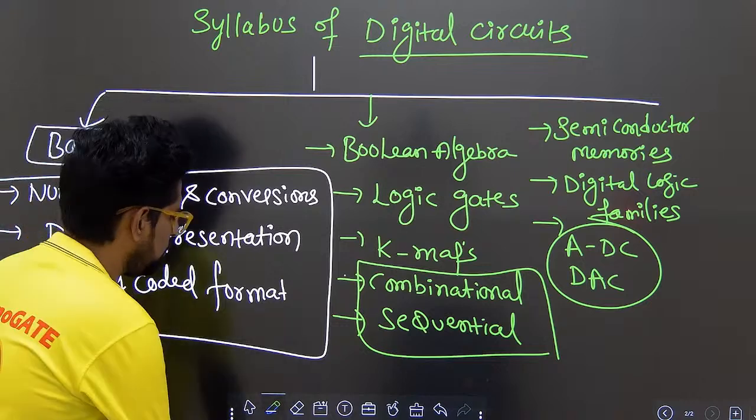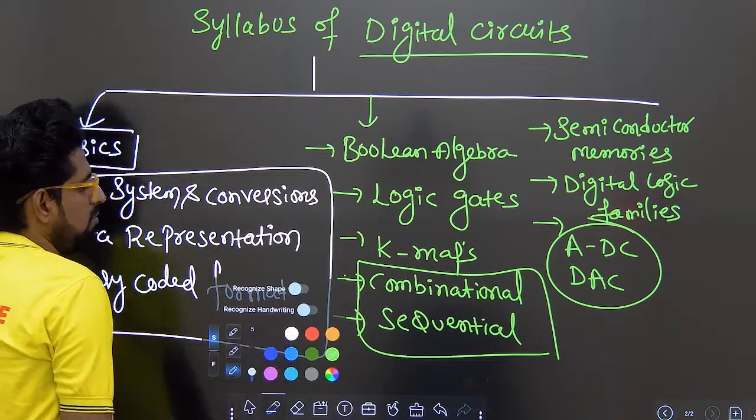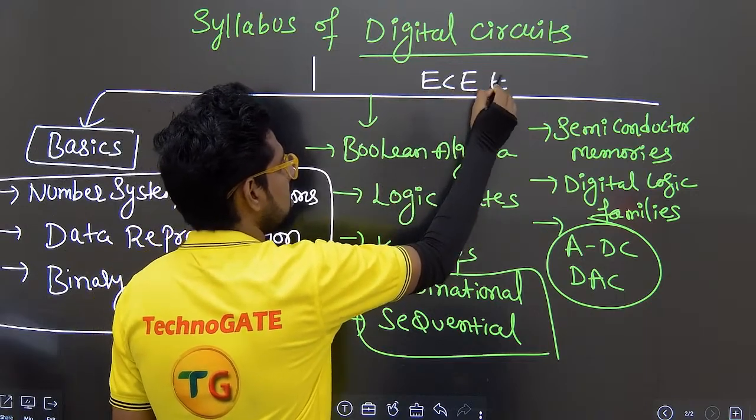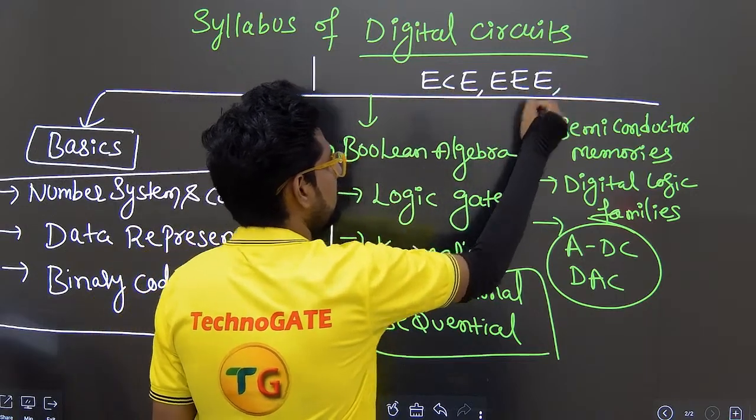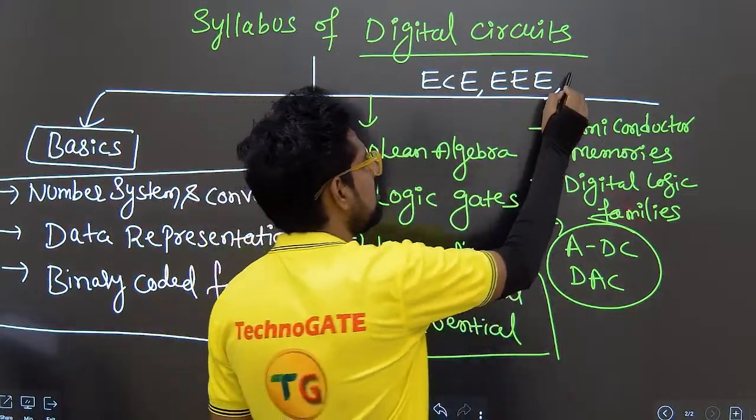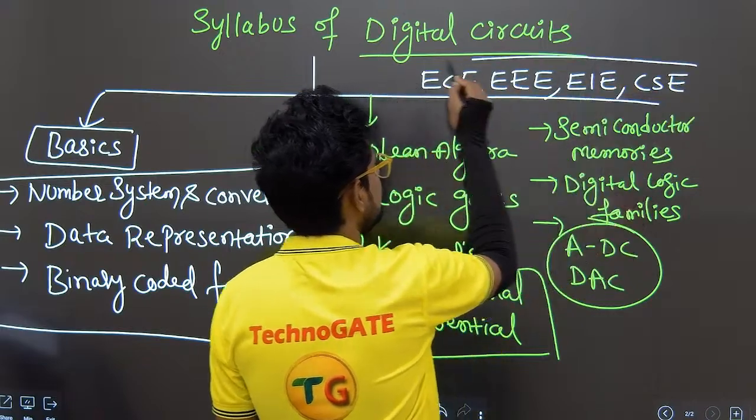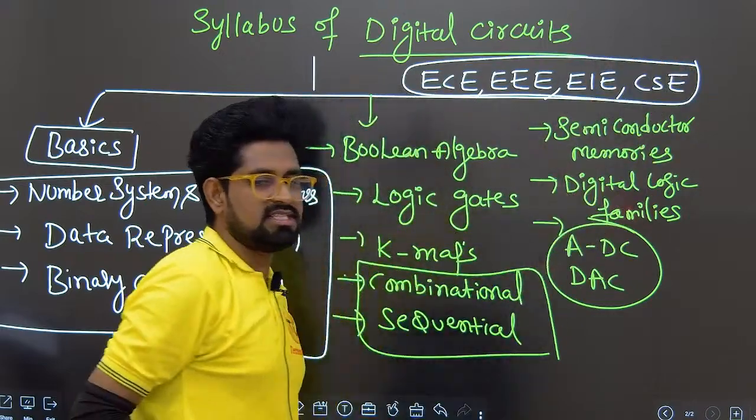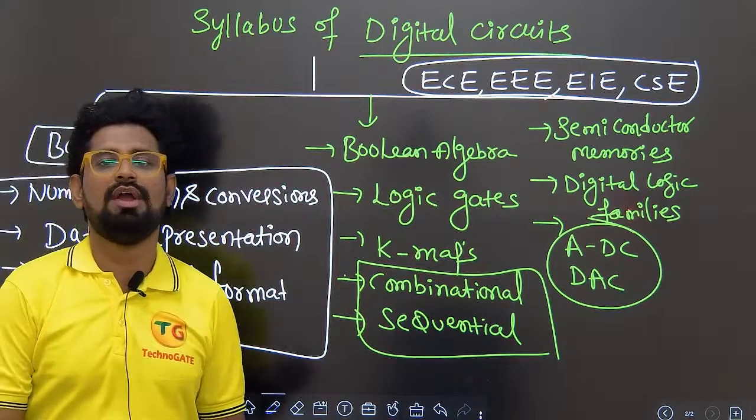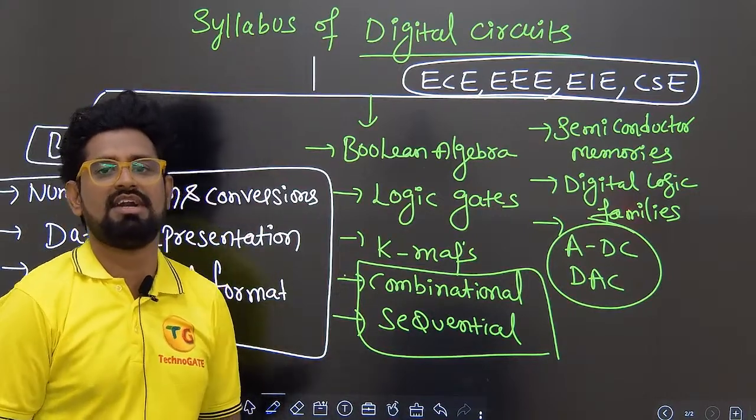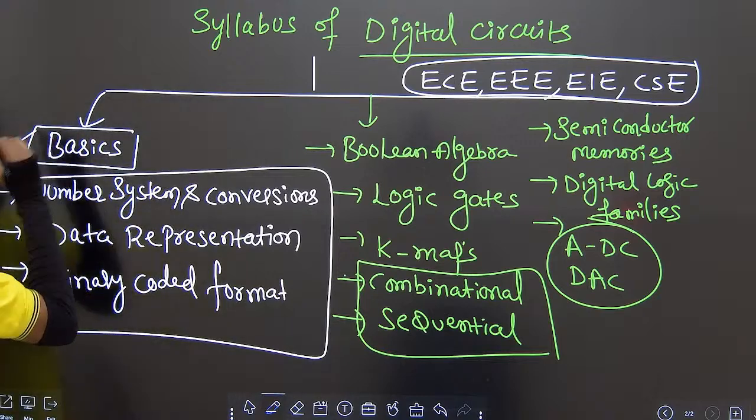I clearly told you this subject is common for ECE, common for EEE, common for EIE, and common for CSE. For these four branches, this subject is going to be very useful. Okay, now let's start our discussion on basics.